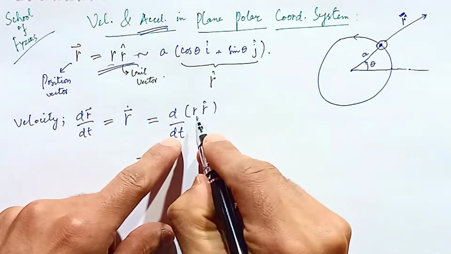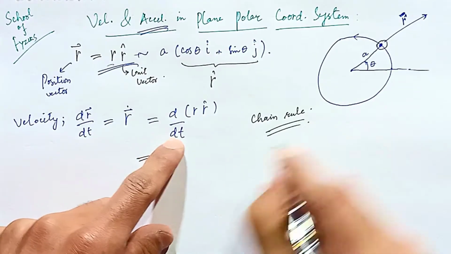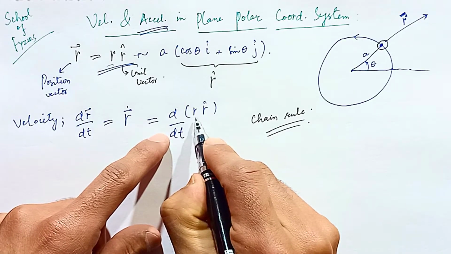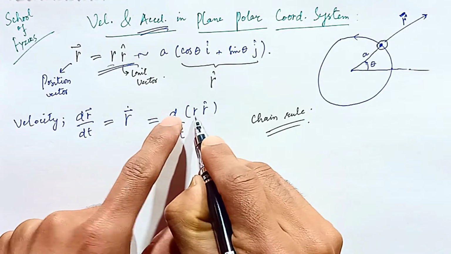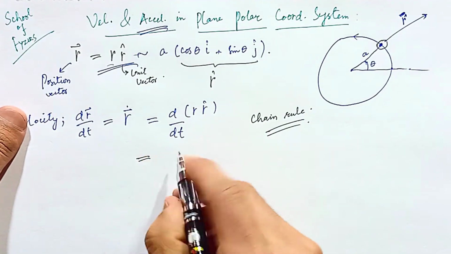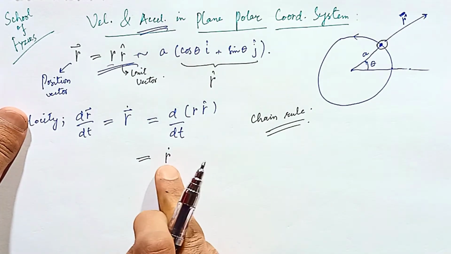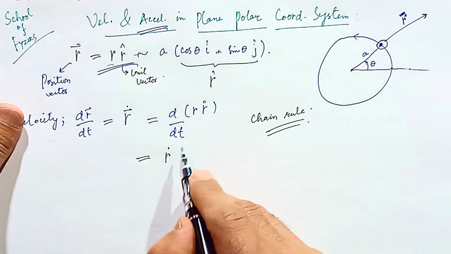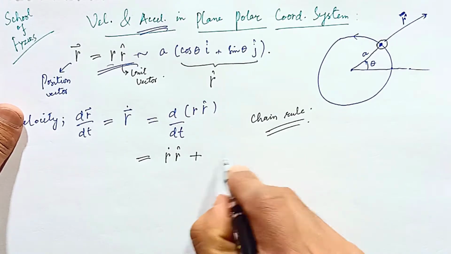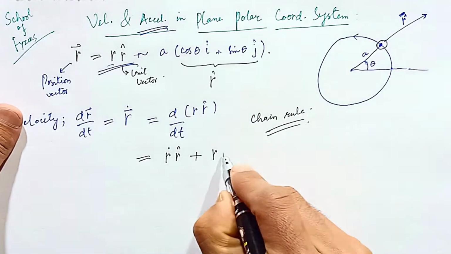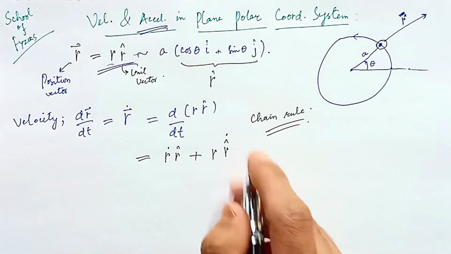First we will apply here the chain rule, the differentiation chain rule. Okay, first we differentiate this, keeping this as it is, then plus the differentiation of this, keeping the other constant. So differentiation of r with respect to time will be r dot, where r is the magnitude of the position vector. So r dot multiplied by r hat as it is, plus r as it is into the differentiation of r hat with respect to time, that is r hat dot.